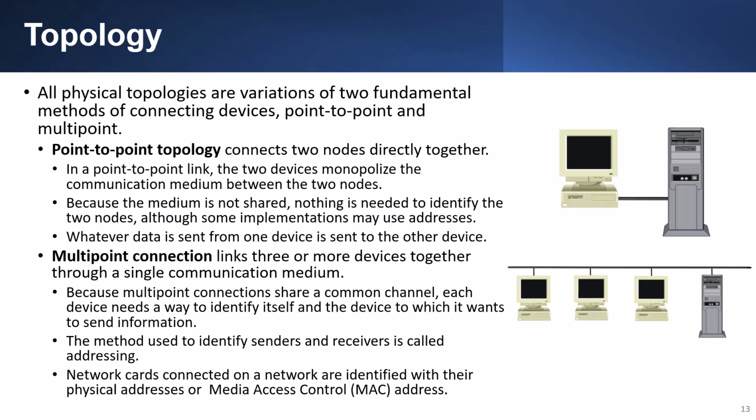Multi-point connection links three or more devices together through a single communication medium. Because multi-point connections share a common channel, each device needs a way to identify itself and the device to which it wants to send information. This method used to identify senders and receivers is called addressing. Network cards connected on a network are identified with their physical addresses, or media access control, or MAC address.